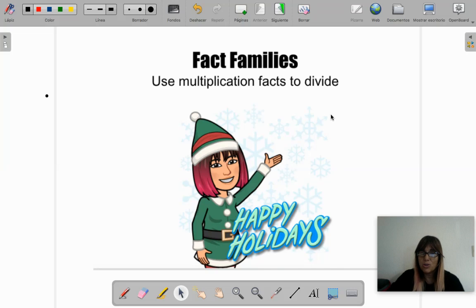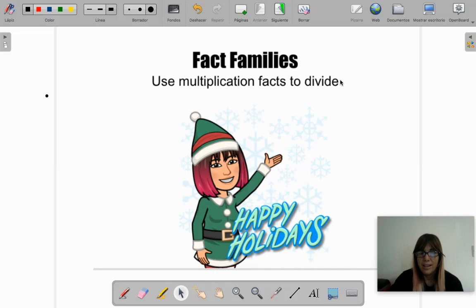Okay? So today we're going to review first what fact families are. Fact families are going to help you to divide. You can use multiplication facts to divide. Remember when we do the house, we always put a little multiplication at the top? Well, because multiplication helps you to divide.